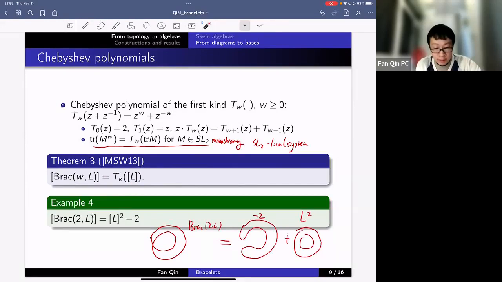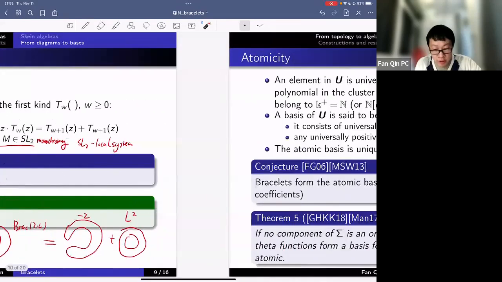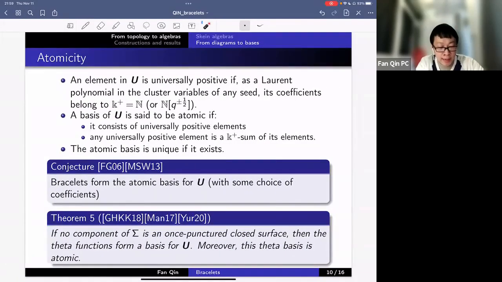Okay, so far I have given you the definition of bracelets, and now we have a notion called the atomic basis. An element in the upper cluster algebra is called universally positive if you take any seed and you write it as a Laurent polynomial in that seed, then its Laurent coefficients should be positive, by which I mean that if you work at the classical level, they should be natural numbers, and at the quantum level, they should be in N[q^±]. And a basis of the upper cluster algebra is said to be atomic if it consists of universally positive elements, and moreover, it is minimal possible. So this is what we mean by atomic.